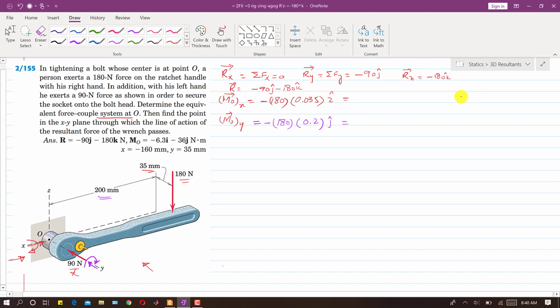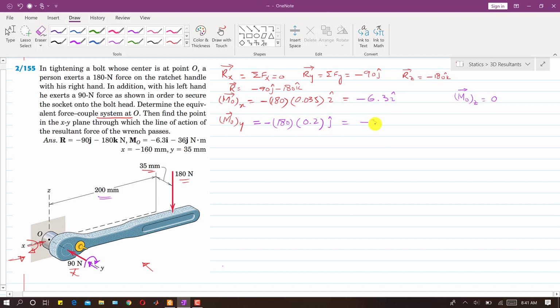And similarly, to find the component of the moment along the z-axis, we can see that again this 90 Newton force is passing through that point O and is intersecting with the z-axis, and similarly this 180 Newton force is also parallel to the z-axis, so it will not produce any moment. So both the forces are not producing any moment about the z-axis, so the component of the moment along z is 0, right?